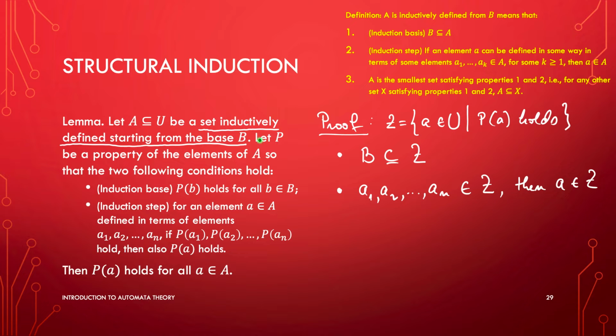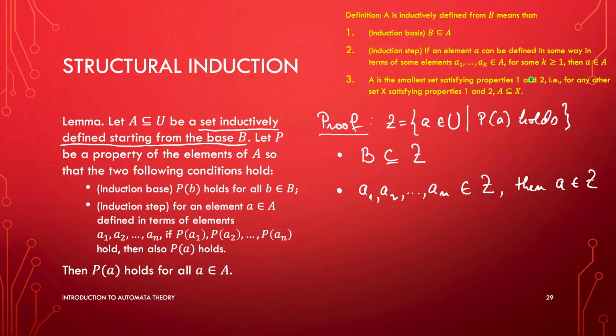It says that, the fact that you have A inductively defined from B, means that on one hand, B is included in A. And on the other hand, it also says that, if you have an element A that can be defined in terms of some elements A1, ..., AK, for which you know that they belong to A, then also A belongs to A. And the crucial point in this inductive definition is that A is the smallest set satisfying properties 1 and 2. In other words, for any other set X satisfying properties 1 and 2, A is a subset of X.